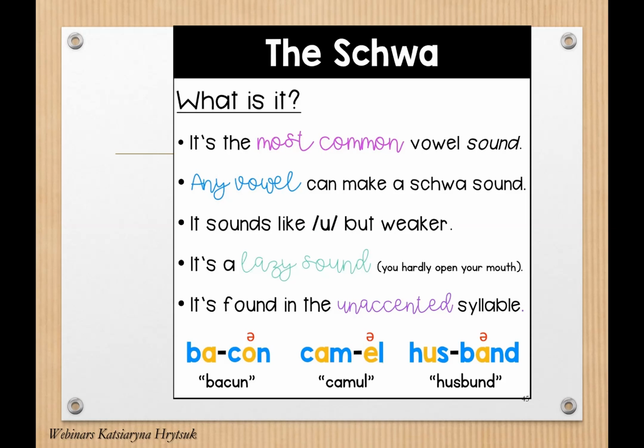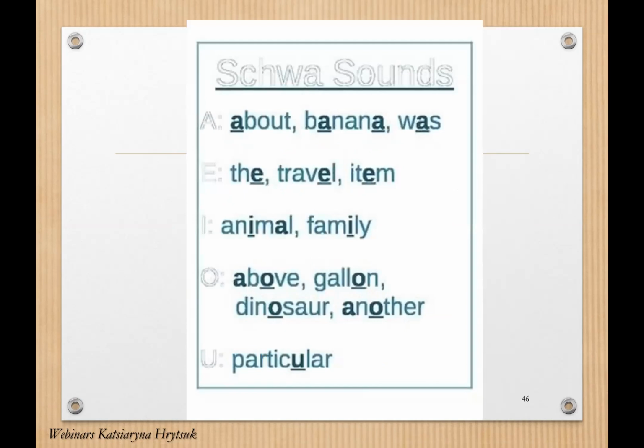So now you know when we talk about the schwa sound, it's a very common sound, which we pronounce very fast. Okay, let's go. Some examples here. Schwa sound. Lera, let's go. About, banana, was. Okay. Zhenya. Then travel, item. Travel, you open your mouth too wide. No, travel. Item. Okay, Vika. This one.